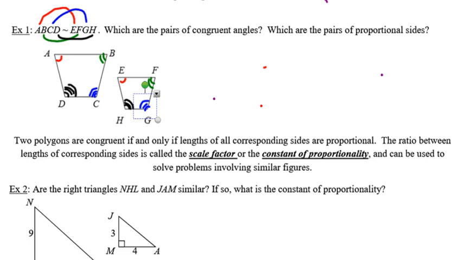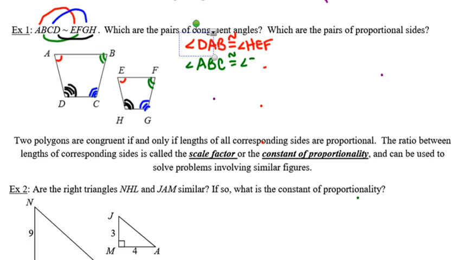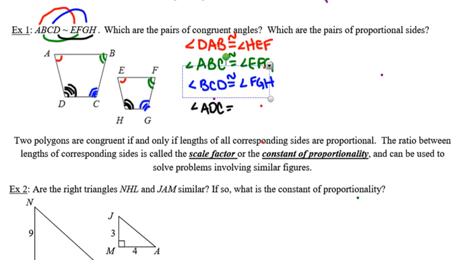So as far as the pairs of congruent corresponding angles, angle DAB would be congruent to angle HEF. Angle ABC would be congruent to angle EFG. Angle BCD is congruent to its corresponding angle, angle FGH in the second quadrilateral. And then lastly, angle ADC is congruent to angle EHG.